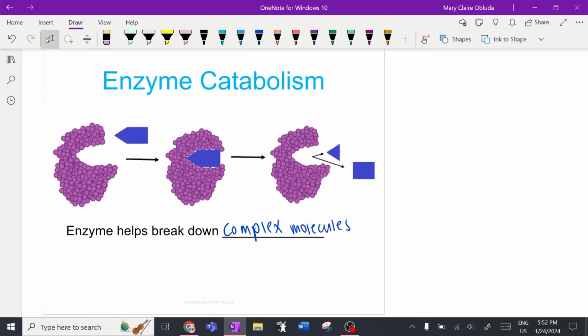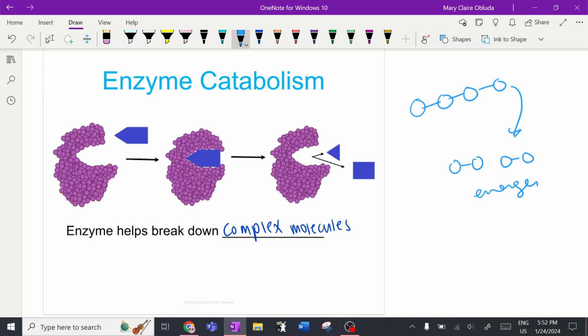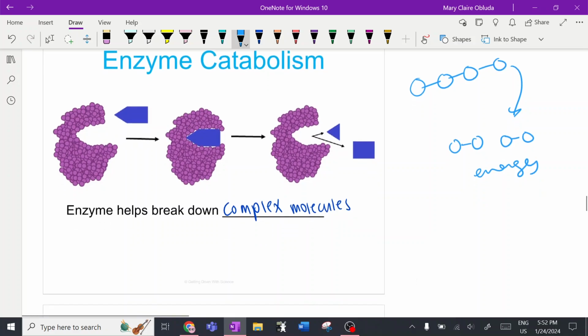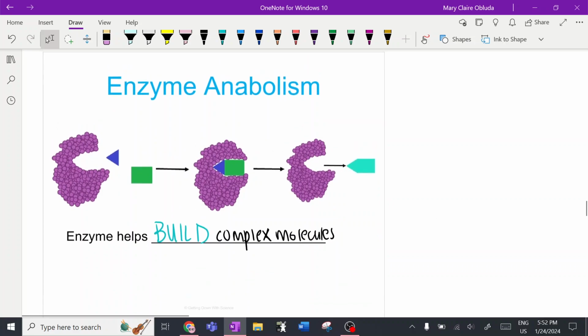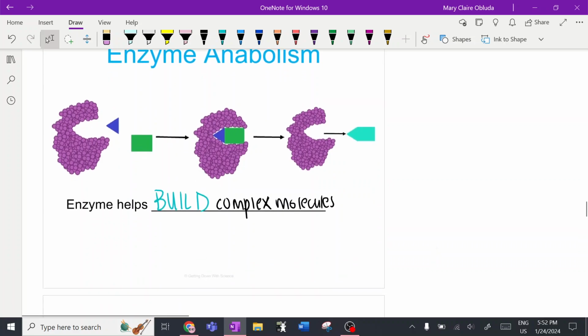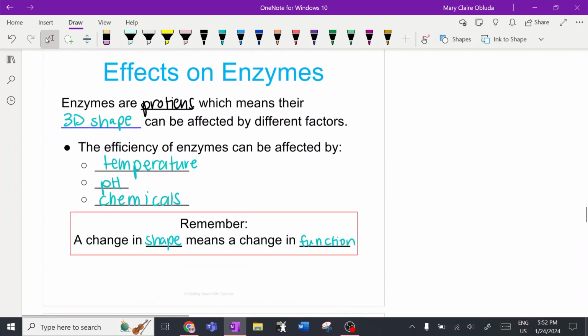Enzyme catabolism. So remember what we said about catabolism. That is breaking down complex molecules into less complex molecules with the release of energy. And anabolism builds complex molecules. So it's the opposite of catabolism, okay?